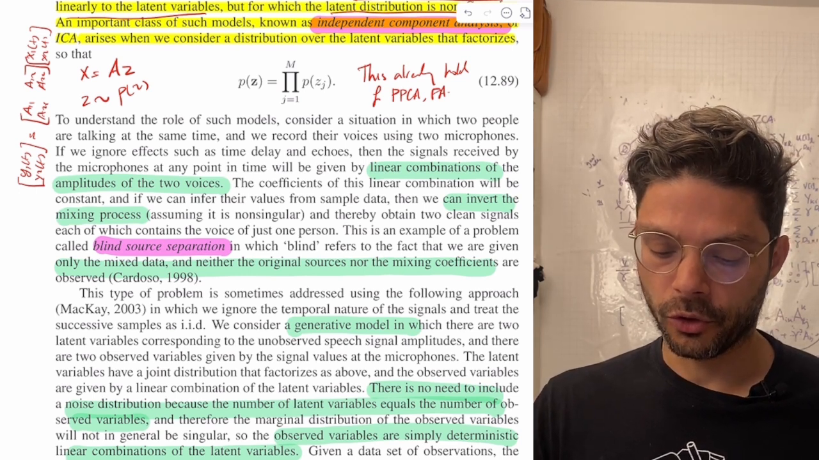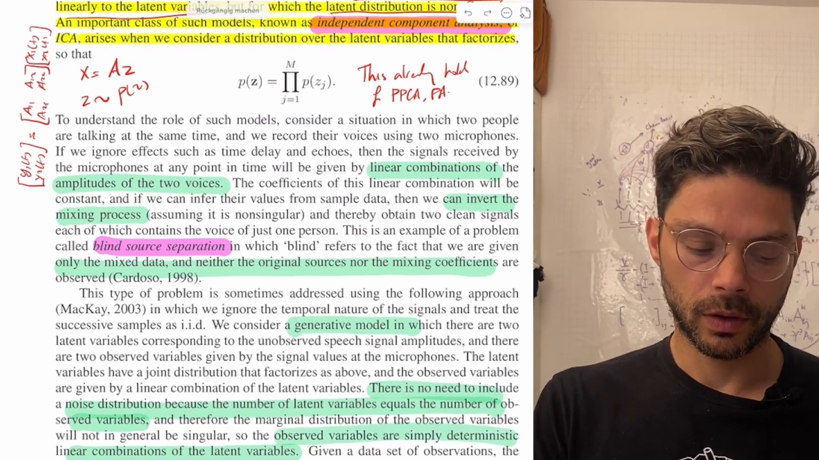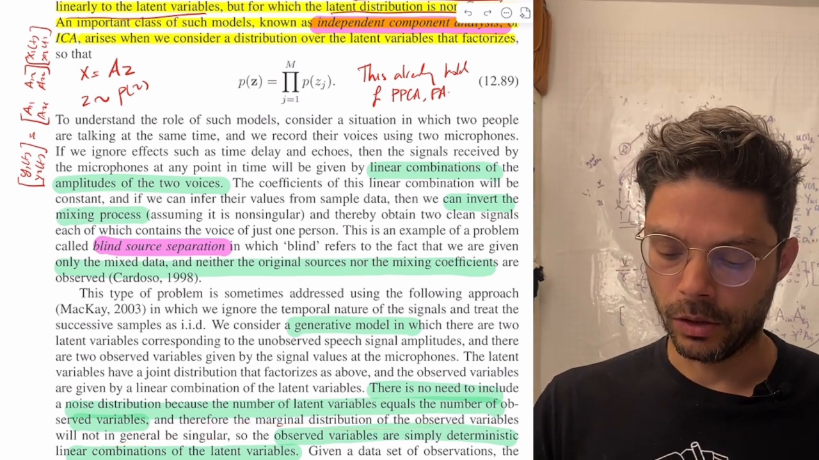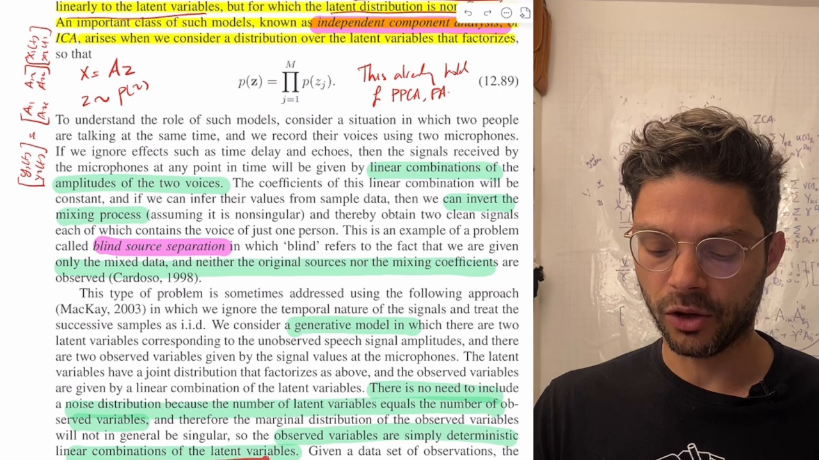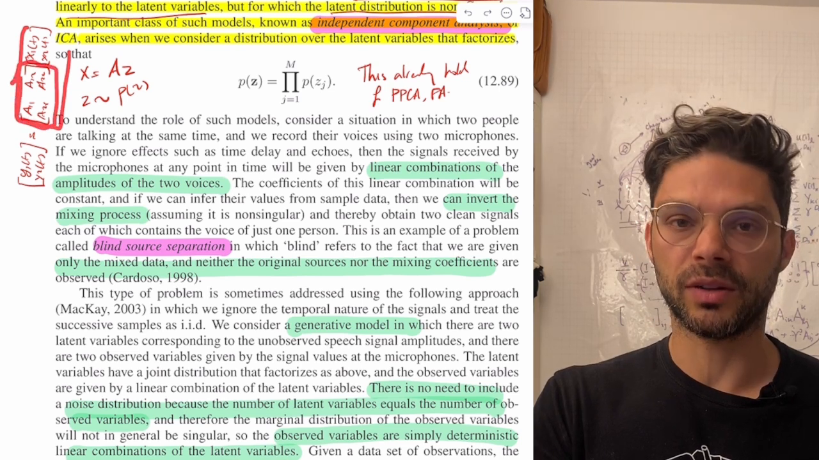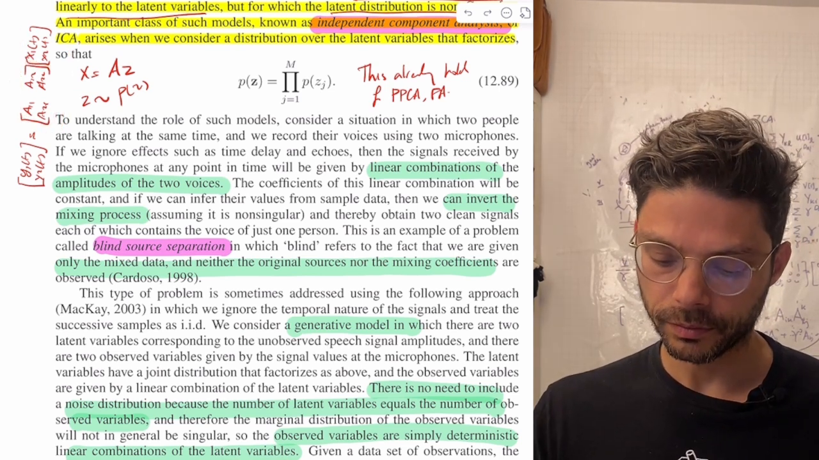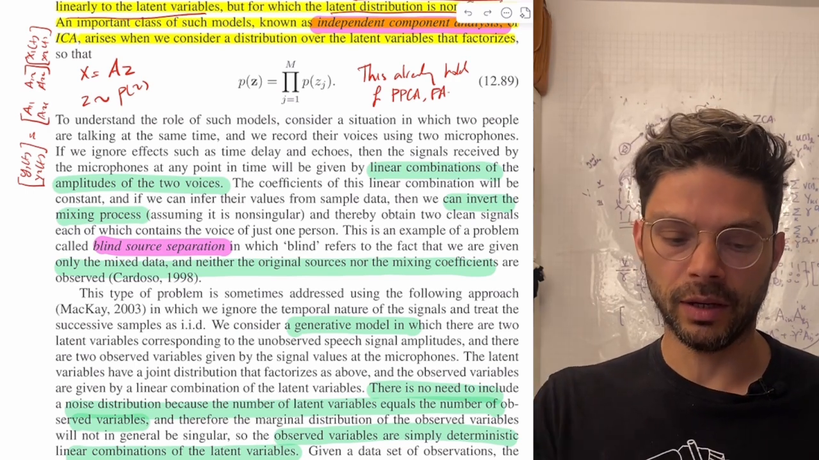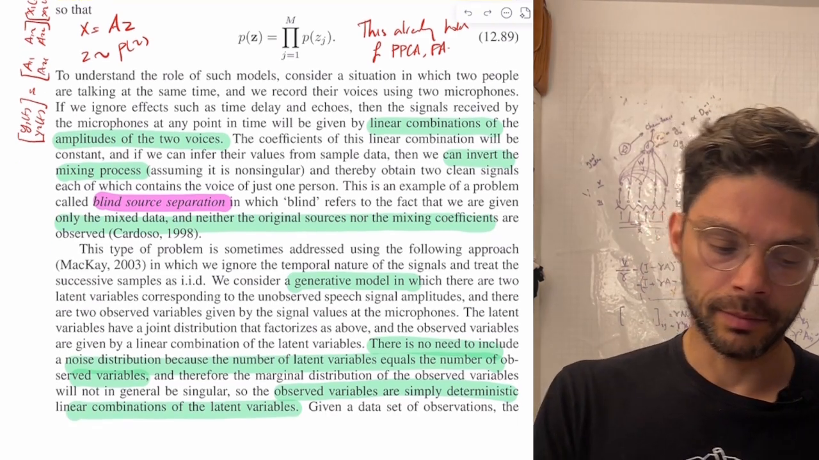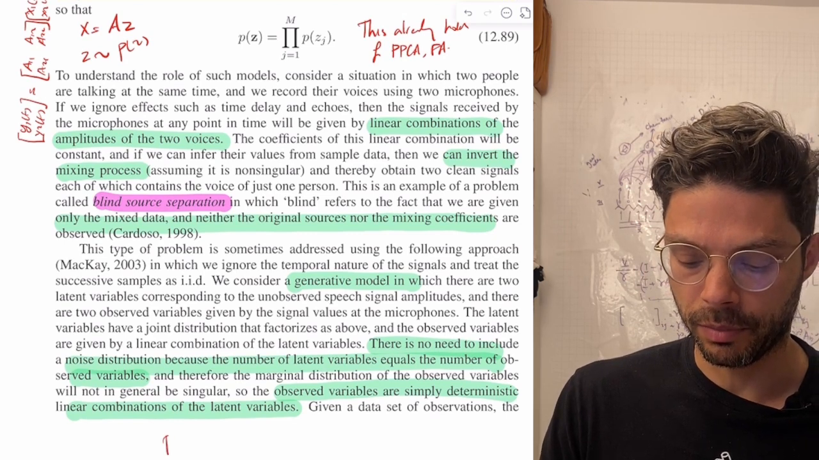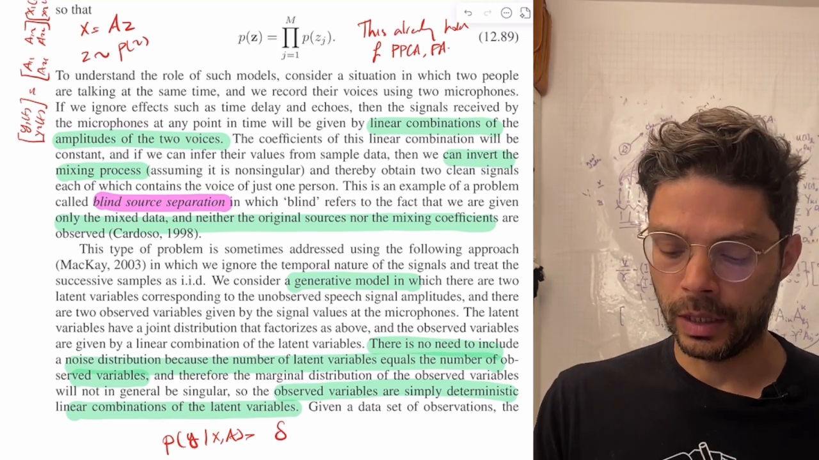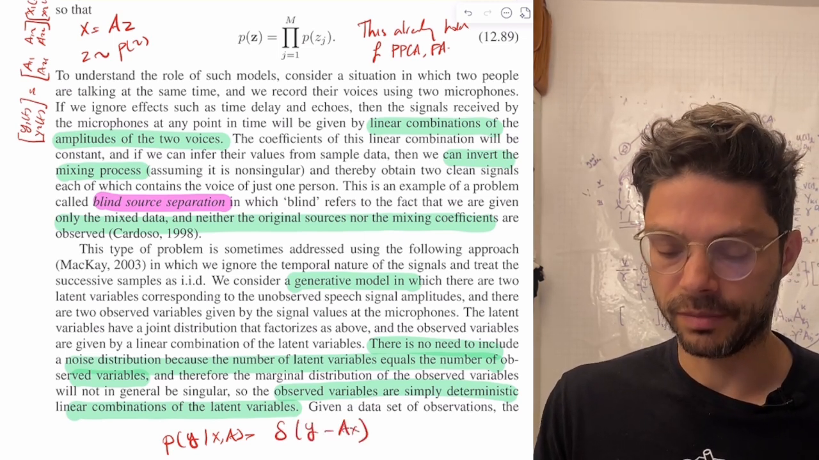Therefore the marginal distribution of the observed variables will not in general be singular, right? So the observed variables are simply deterministic linear combinations of the latent variables. So we're just going to assume that this A matrix gives us how one goes to the other, and there's no noise, and it's just fixed. So for a given input, there's exactly one output possible. Another way of putting that is, the probability of y given x and A is just the delta at y minus Ax, something like this.